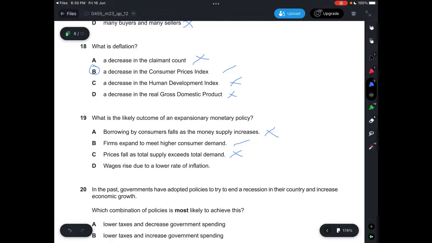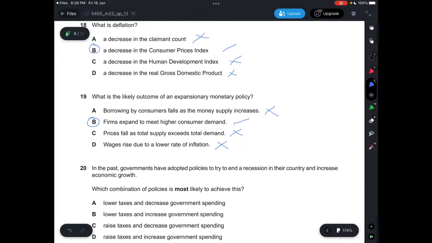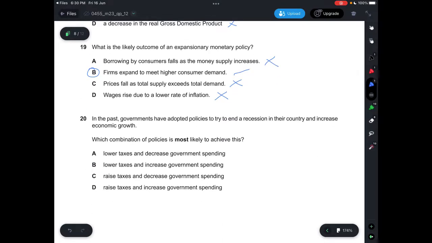D says wages rise due to a lower rate of inflation, which is not correct because your aggregate demand increases, your wages will not rise. And in fact, there is no lower rate of inflation. In fact, there would be inflation. So answer is B. Question 20, in the past, governments have adopted policies to try to end a recession in the country and increase economic growth.